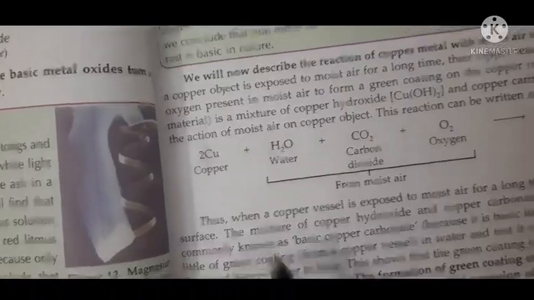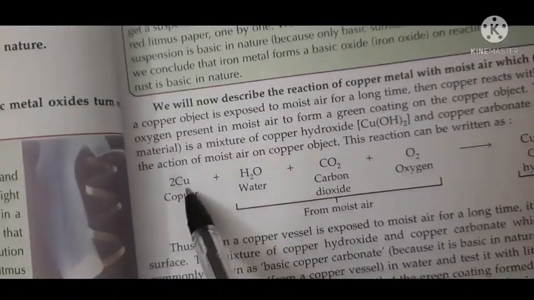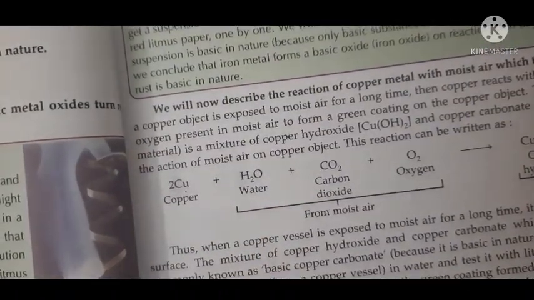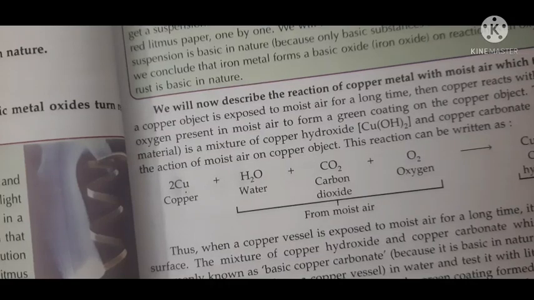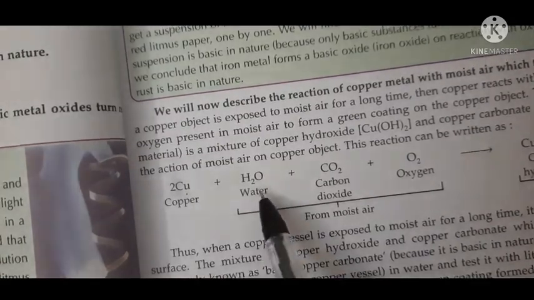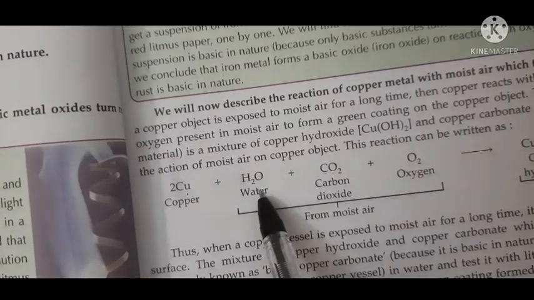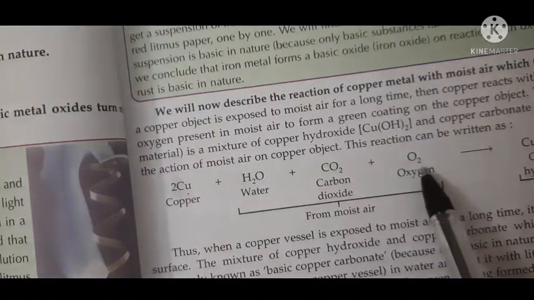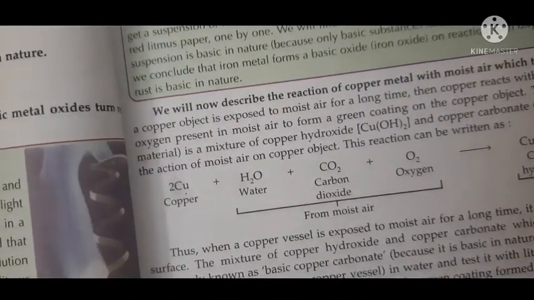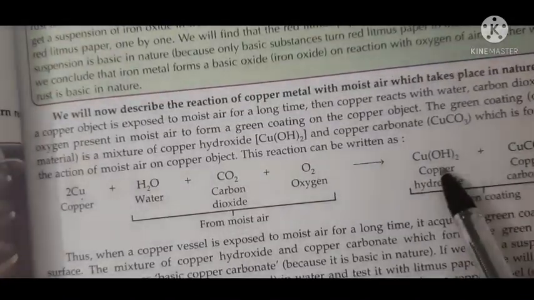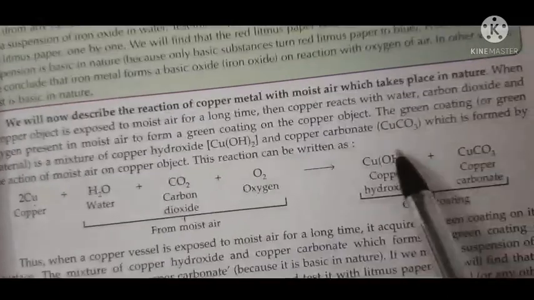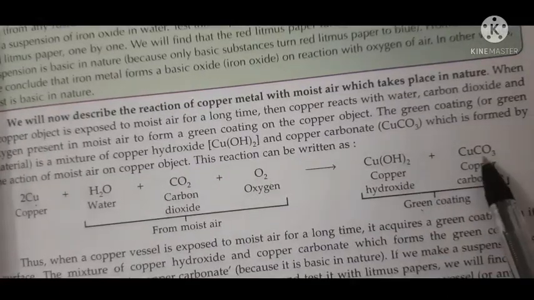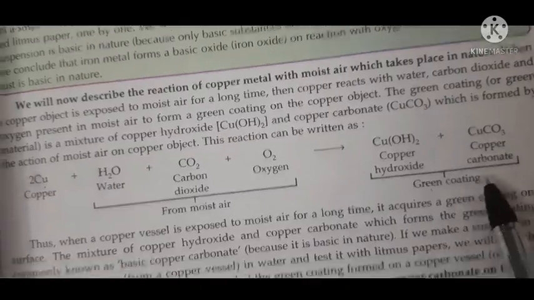Same way here also, students, a copper vessel: when you bring a copper vessel, it shines, but with due course of time you see that some green coating is formed. Why is that green coating formed? Because this copper reacts with water vapors present in the air, carbon dioxide gas is also present in the air, and oxygen, and it forms copper hydroxide and copper carbonate. We call it basic copper carbonate. So this is called corrosion.